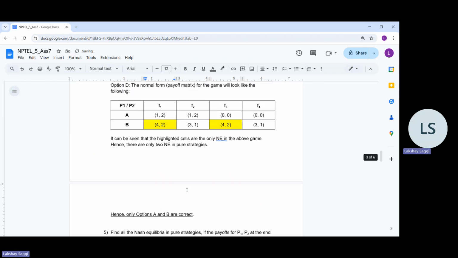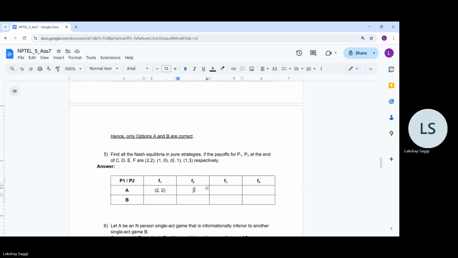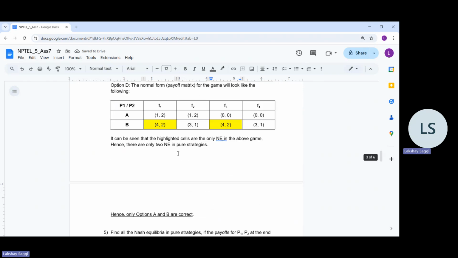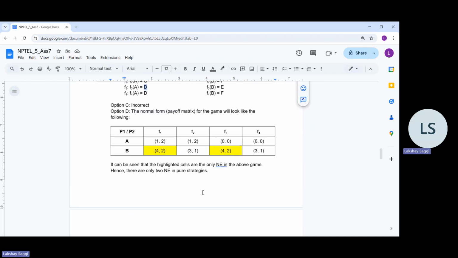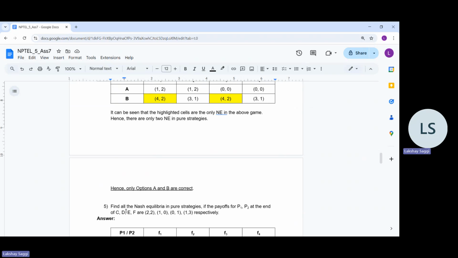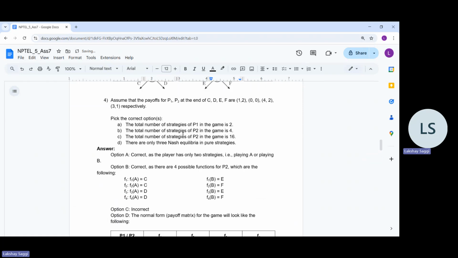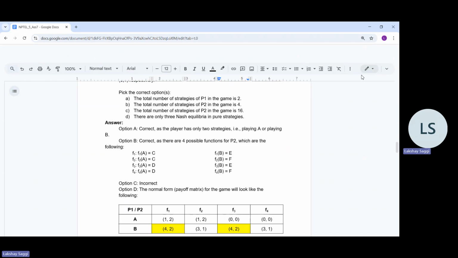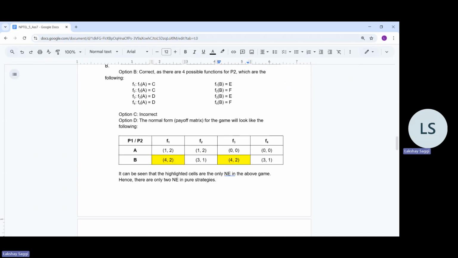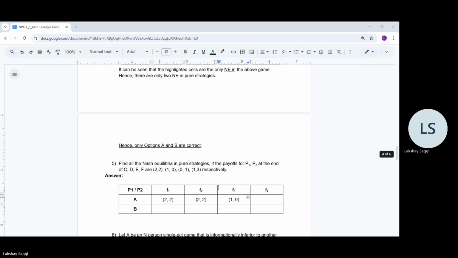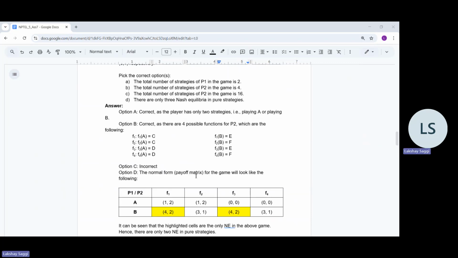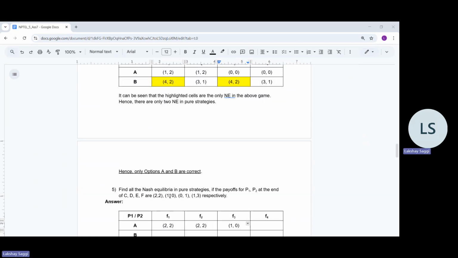Similarly, F2 of A was also C, and so C's payoff is 2, 2 when player 2 plays C. And now what was F3 of A equal to? F3 of A was D, and the payoff corresponding to D was 1, 0. So I'm doing this a bit fast. I have to go a lot up and down here because this question is a bit long, but I hope everyone gets the argument which I'm trying to make here. So now F4 of A is again equal to D, and D's payoff we know is 1 comma 0.